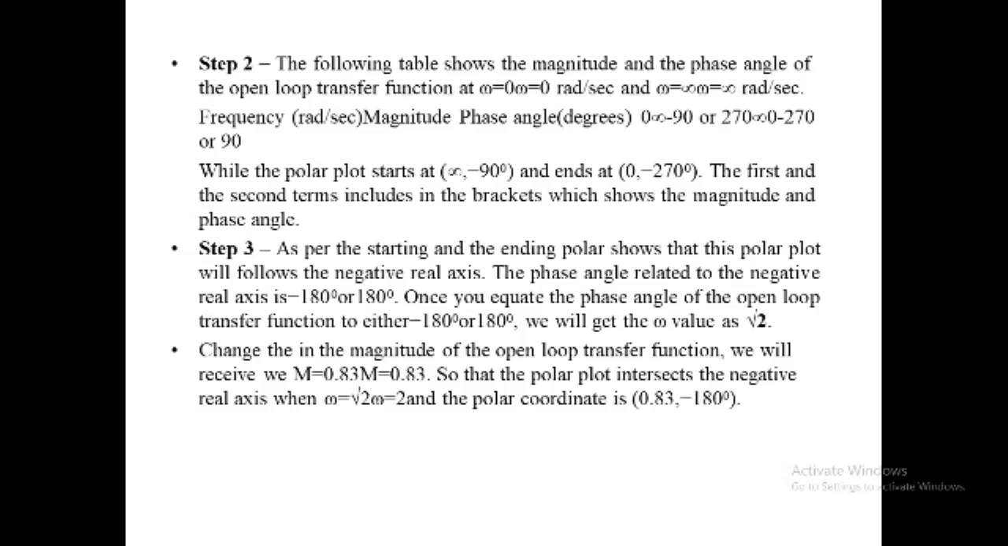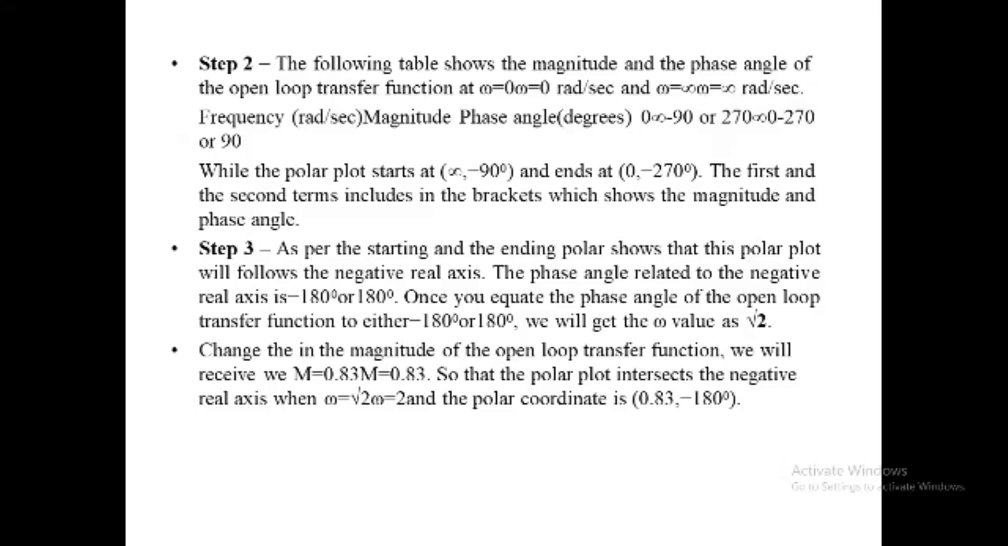Here is the second step. This table shows the magnitude and the phase angle of the open loop transfer function at ω equals 0 and ω equals infinity, with frequency in rad per second and phase angle in degrees. The magnitude goes from infinity to 0, and the phase from -90 degrees to -270 degrees. So this polar plot will start at infinity with -90 degrees and end at 0 with -270 degrees.